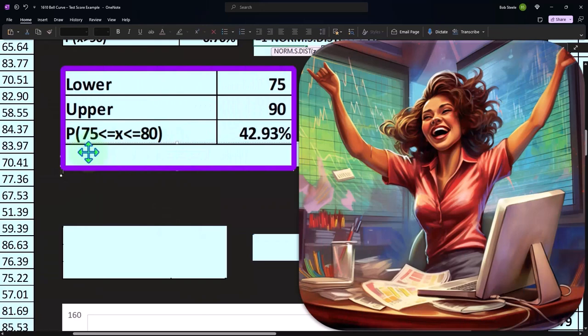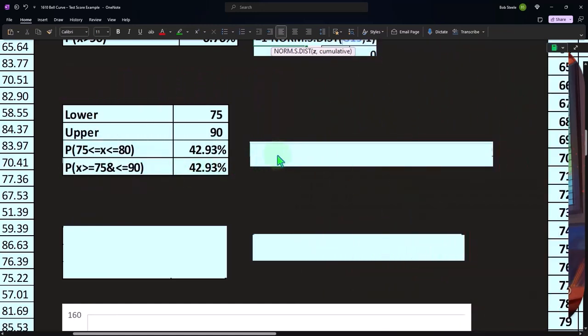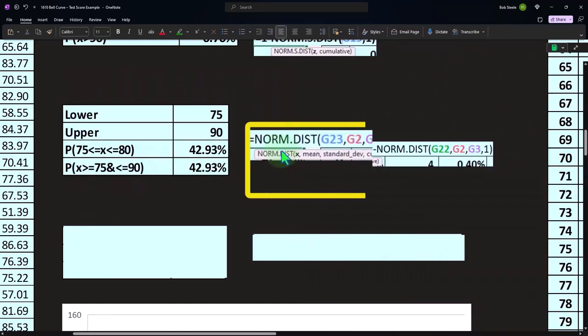We can write this a couple different ways. P of x, I like is so now you have x is greater than or equal to 70 and less than or equal to 80. I kind of like writing it this way, which is probably not the most efficient way because I like to have the x on the left. So x is greater than or equal to 75 and less than or equal to 90. But in any case, the formula would look like this.